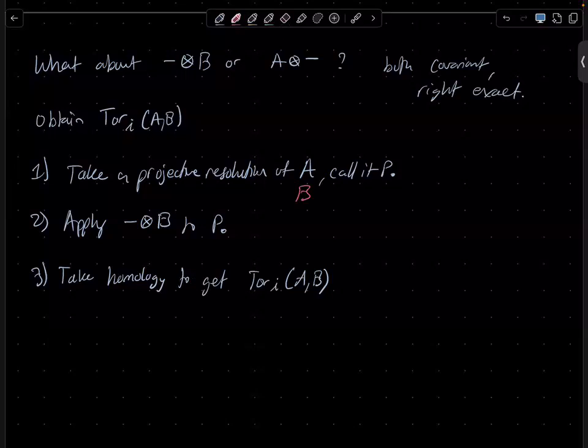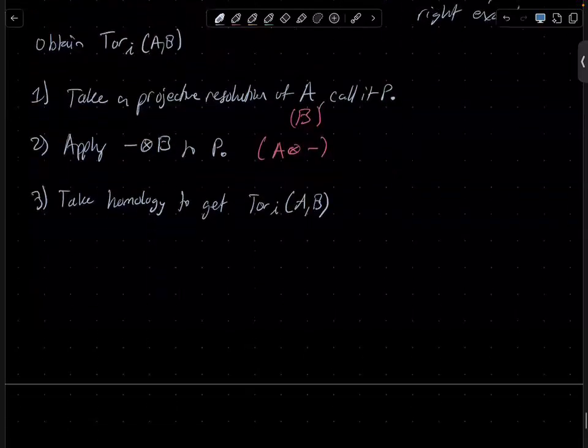So instead, you can do it at B. You can apply the other one, A tensor dash, and then again take homology. And it will also get you the same thing. So I will not say more about this. It's like before. I should probably summarize some properties of Tor.